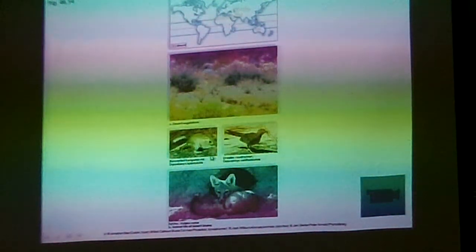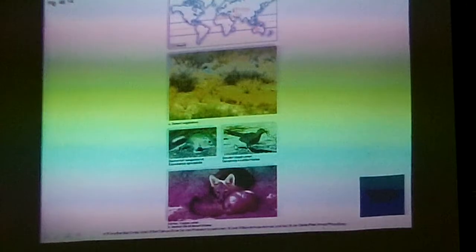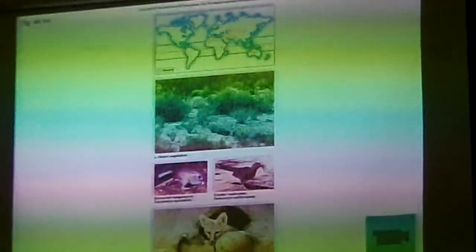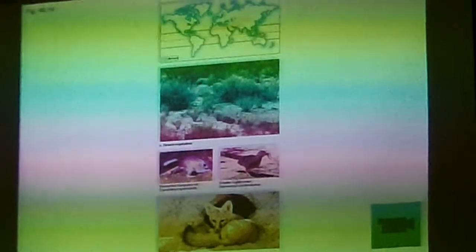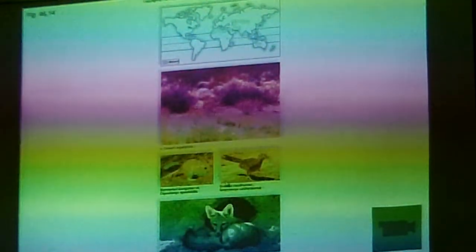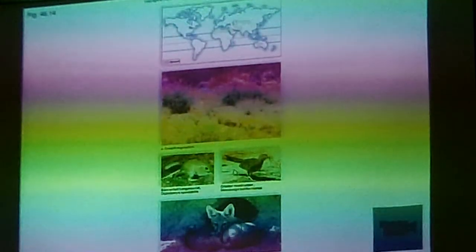The animals that you see in the desert have ways of keeping in water. They can tolerate, I guess you could say they're dry tolerant. They can tolerate lack of water.